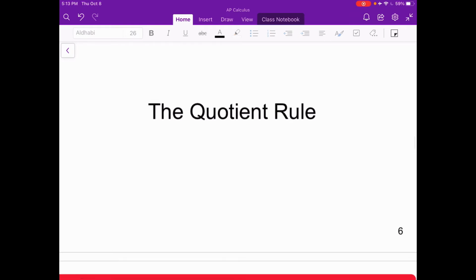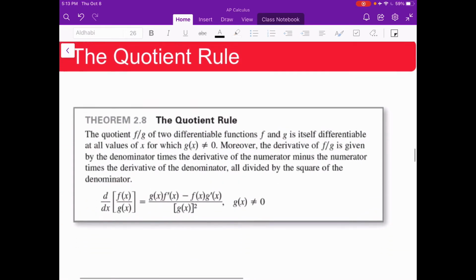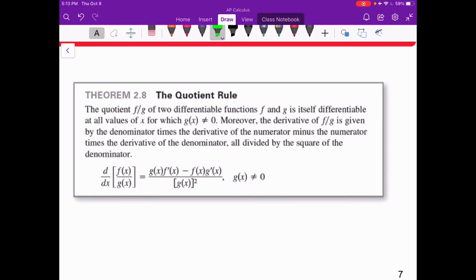Okay. Learning the quotient rule, and then we'll apply both. The quotient rule is applied when you see the division of two functions happening, and you can't simplify it, so you would have to use the quotient rule. That implies that you would take the original denominator times the derivative of the numerator. That's what this is right here, g of x times f prime of x, minus the numerator times the derivative of the denominator, so f of x times g prime of x, all divided by the denominator squared. No derivative over here, just the denominator squared, where g of x cannot equal 0.